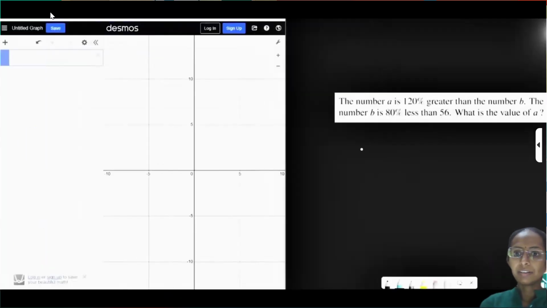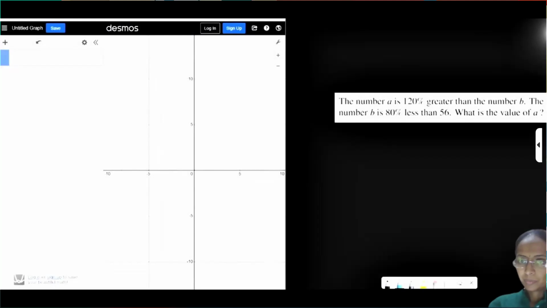First one is: the number A is 120% greater than the number B. Number B is 80% less than 56. What is the value of A? This question can be easily calculated with the help of the Desmos calculator. Here we are going to see how we can solve this question by Desmos.